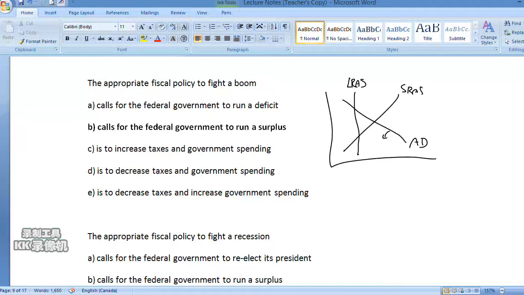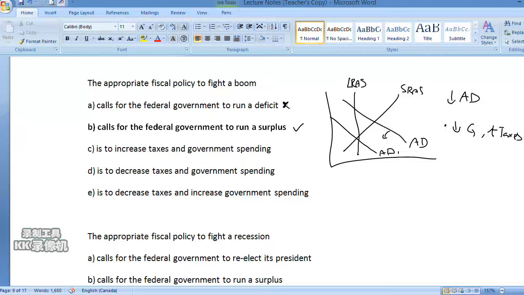So what we want to do is shift the AD curve to the left. So we want a decrease in AD. This can be done by either decreasing government spending or increasing taxes. Calls for the federal government to run a deficit, no. When there is a boom, the government will automatically be running a surplus because of the automatic stabilizers. Calls for the federal government to run a surplus, that's a yes.